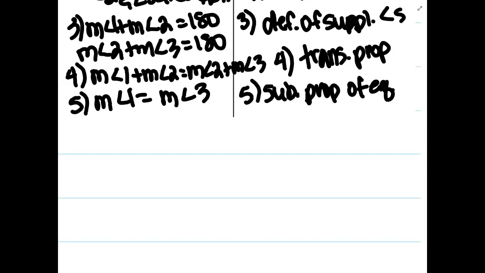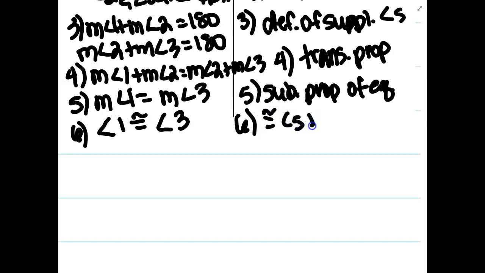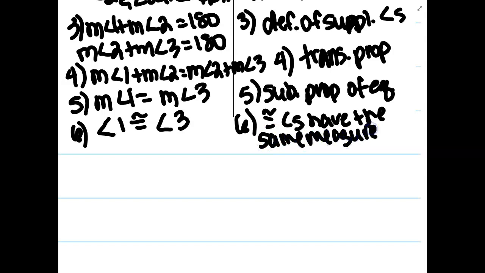Well, if the measure of angle 1 equals the measure of angle 3, the next rational step would be that angle 1 has to be congruent to angle 3, because congruent angles have the same measure, right? That's the whole point of congruent angles. So congruent angles have the same measure. And just like that, we have proved that vertical angles are congruent.